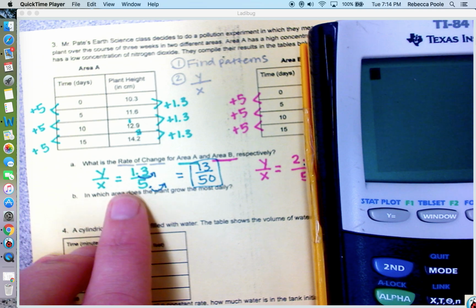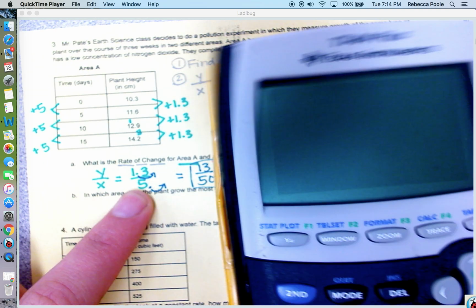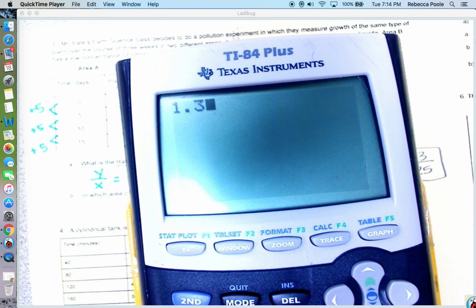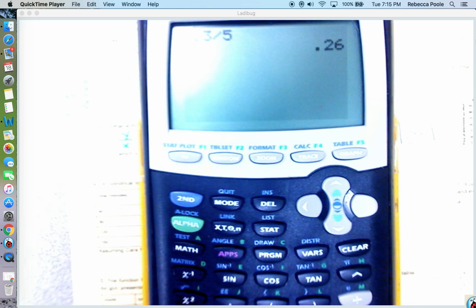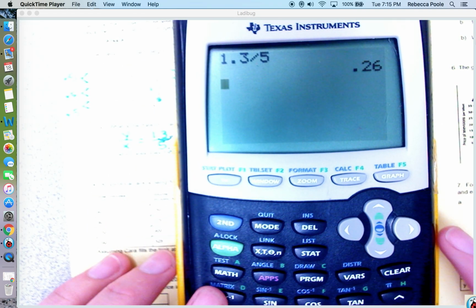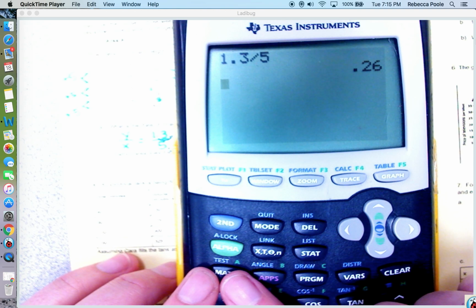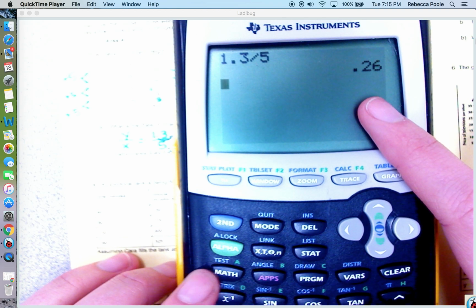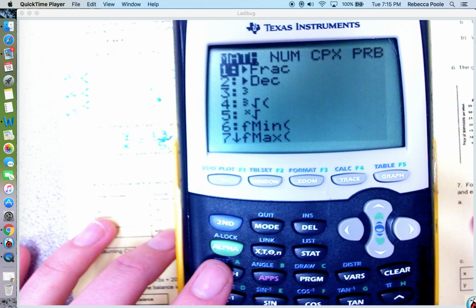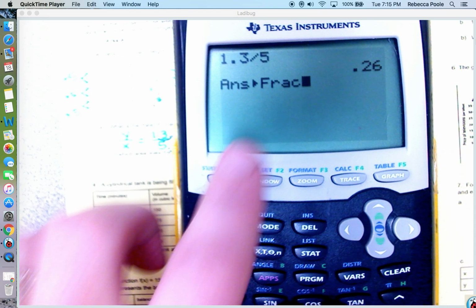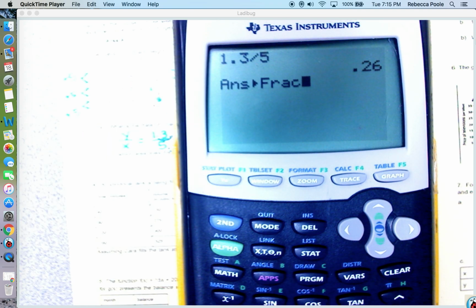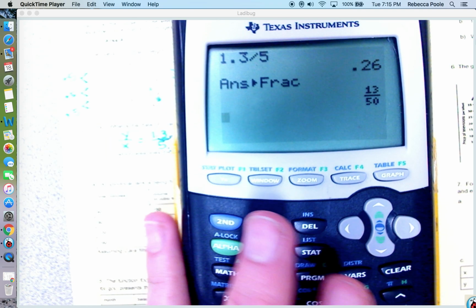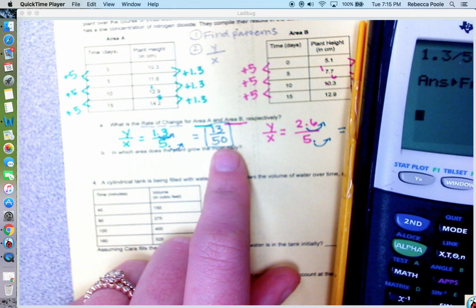Okay? So for area A, we had 1.3 over 5, right? So I'm going to do 1.3 divided by 5, and it gave me 0.26. Now, on these calculators, there is a button called math. So this math button does a lot of math operations for you. So once you get this 0.26, if you hit the math button and you hit enter on fraction, it's going to ask you, do you want your answer as a fraction? I'm going to hit enter again to say yes, and it gave me 13 over 50.